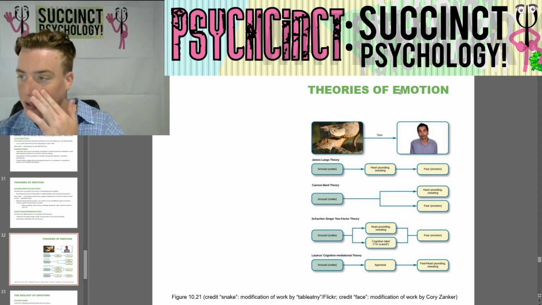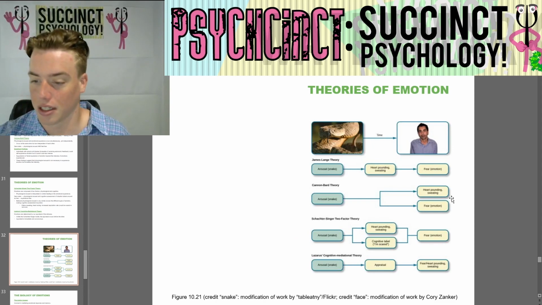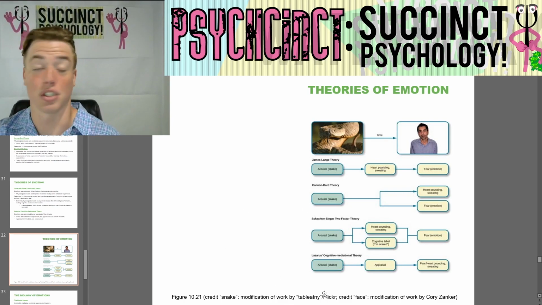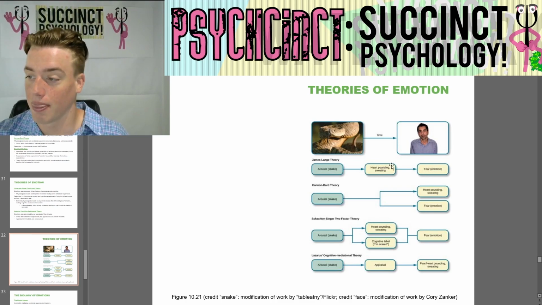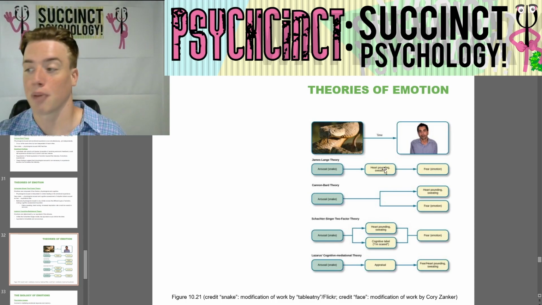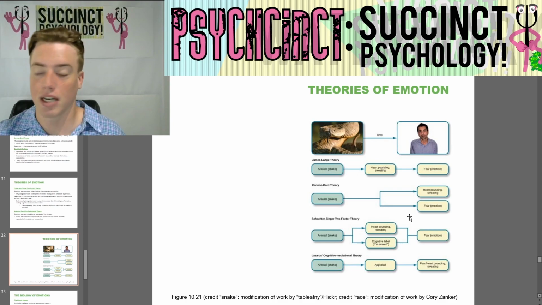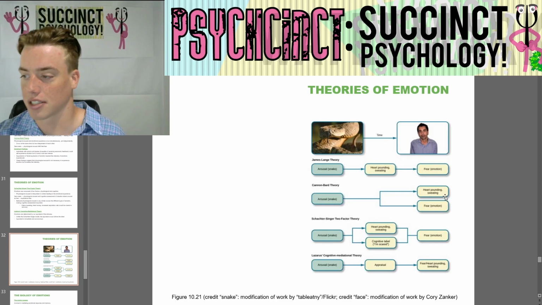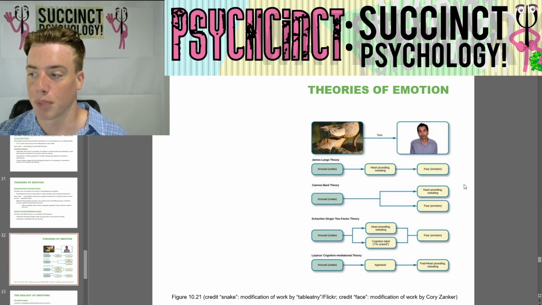So here we have the theories of emotion. Going through it again, nice chart. James-Lange: first you see the snake, but next you have the physiological response, which leads to your fear. Cannon-Bard: again, you see the snake, and you have the physiological response and emotion at the same time. They're independent of each other. It's not like they're grouped together. As you can see, it doesn't say heart pounding, sweating, and fear, but they are occurring simultaneously.